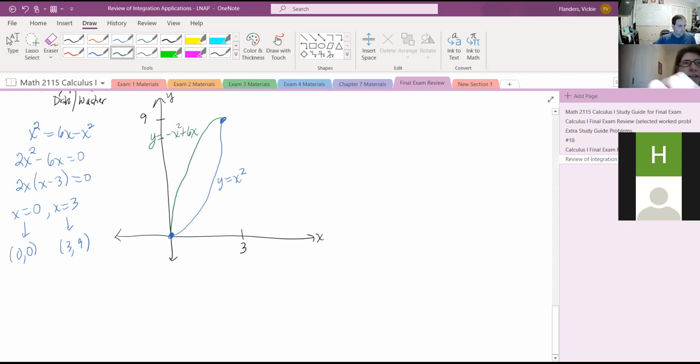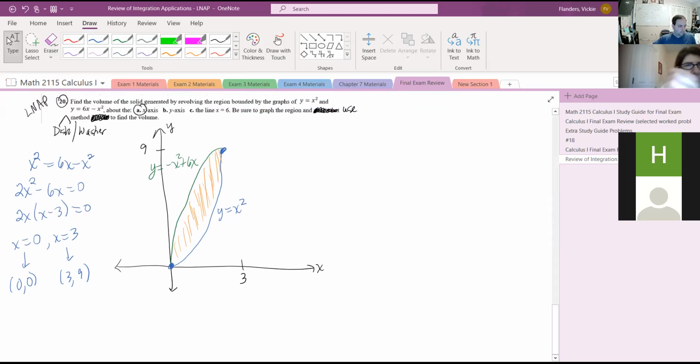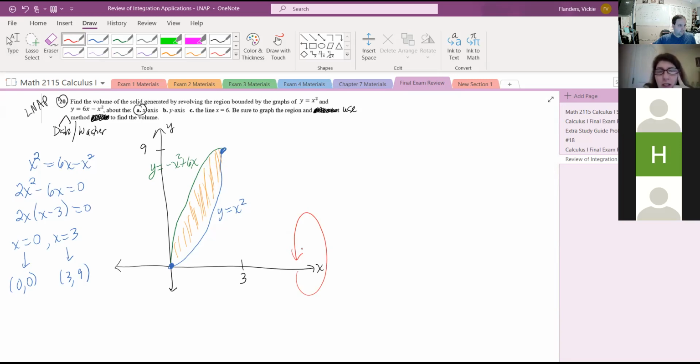Okay, so I have this area in here. And we want to revolve it around, what did we say? The x-axis. Okay, everybody with me so far? Any questions so far? So I graphed my region. I'm not very good artistically, but I think you can visualize what's going to happen when we rotate it.